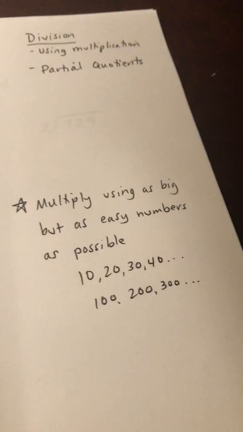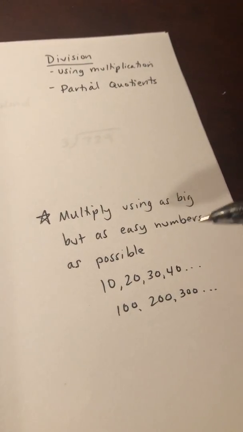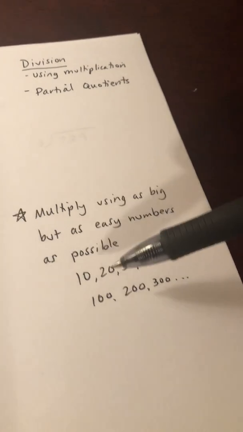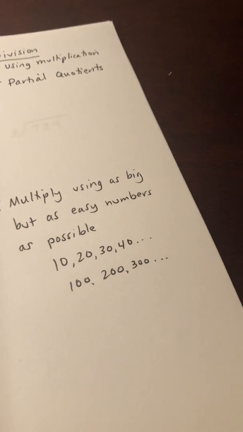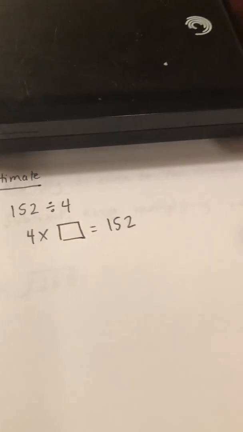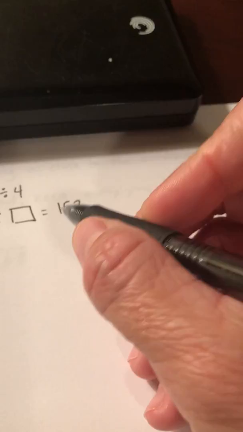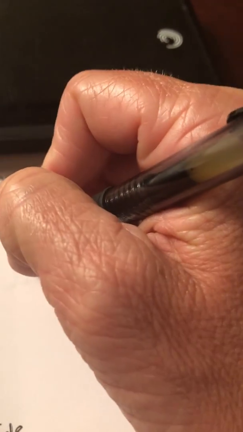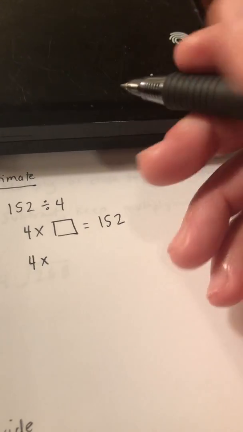Well, I don't know 4 times some number equals 152, but I can try to get close to it using estimation. This is the language we're going to be using in this chapter: using as big of numbers as we possibly can, but also as easy of numbers as we can, which would be things like 10s, 20s, 30s, and 40s, or 100s, 200s, and 300s. Anything that ends in zeros, basically. So coming back over here, 4 times some easy large number to get me close to 152. Well, 4 times 10 would only be 40, that's too small.